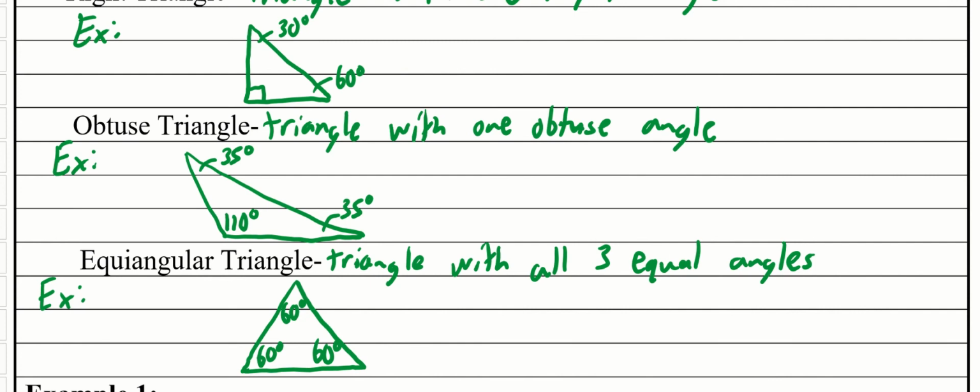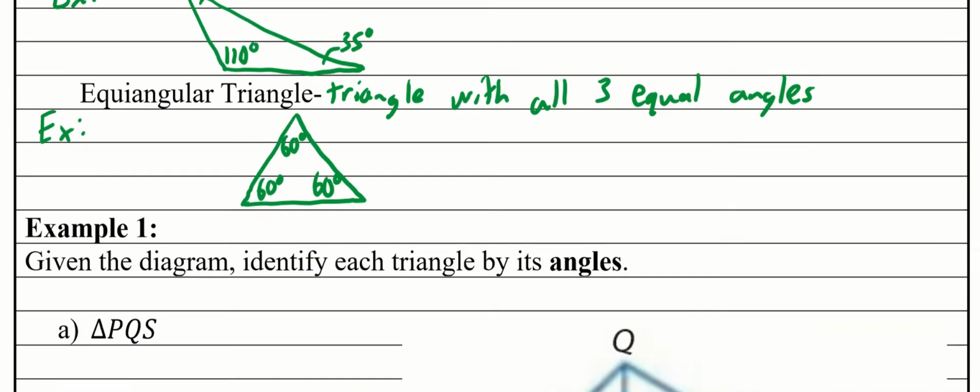Okay, this is the only example of an equiangular triangle you'll ever see: all of them have to be 60. They'll never be 50, they'll never all be 70. The only way to create it is all being 60 so that they add up to 180. So again, we can look for these different patterns and be able to name these different triangles and identify them. And that's what we're going to practice here.